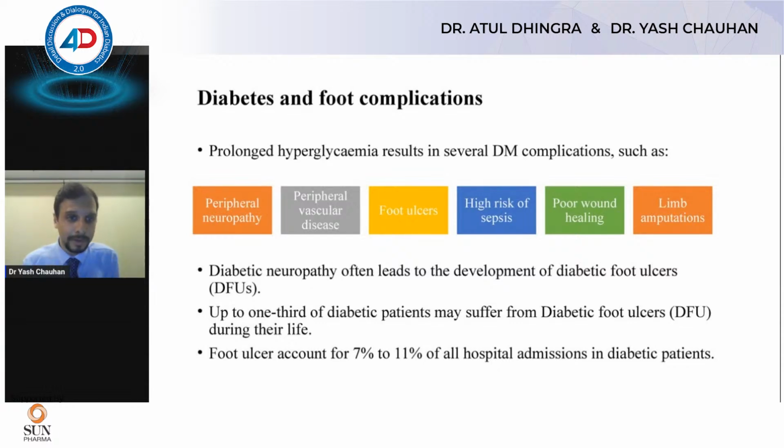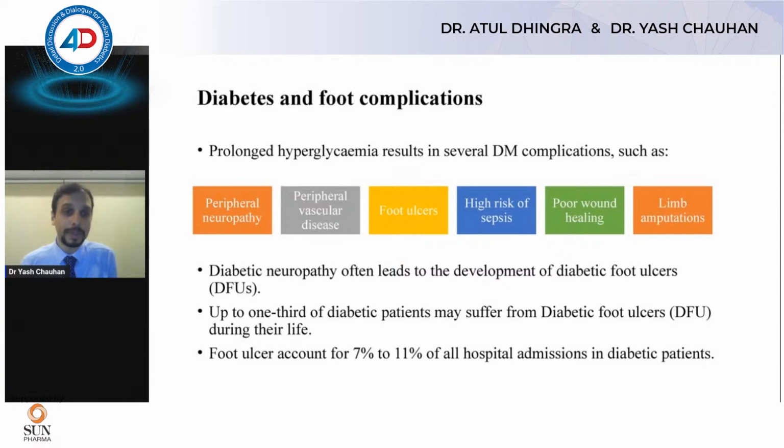It affects the blood vessels of the legs. So peripheral vascular disease, atherosclerosis, oxidative damage, and it also leads to ischemia. So these two are the major contributory factors that cause changes in the foot that lead to foot ulcers. Foot ulcers often get infected, leading to high risk of sepsis because of infection and because of peripheral vascular disease. That leads to poor wound healing, and eventually the most common cause worldwide for amputations is diabetes. Diabetic neuropathy also often leads to development of foot ulcers.